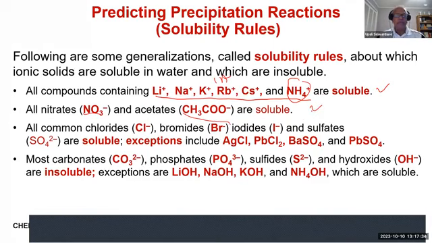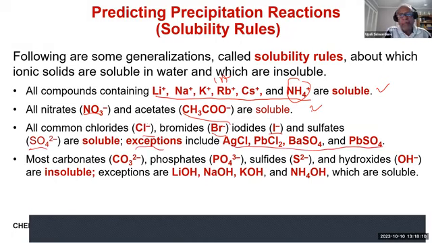Any nitrate and acetate could be insoluble, you have to follow the rest of the rules. Therefore, for sure, any nitrate, any acetate are soluble. So we go to the chloride, bromide, iodide, and sulfate. They are generally soluble. There are exceptions, 4 exceptions.